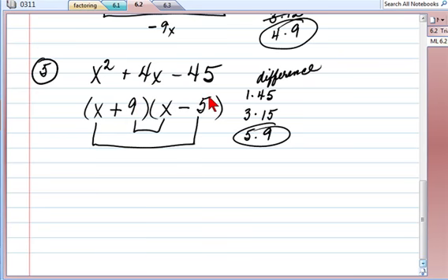And I'm not calling it done till I check it. Product of the first is x squared. Outer product, negative 5x. Inner product, positive 9x. Do those have a difference of positive 4? Yes. And a positive 9 times a negative 5 does give me negative 45. So make sure you're checking things.